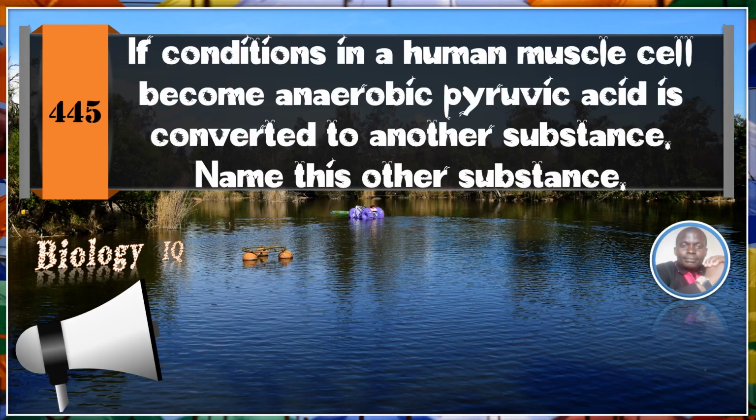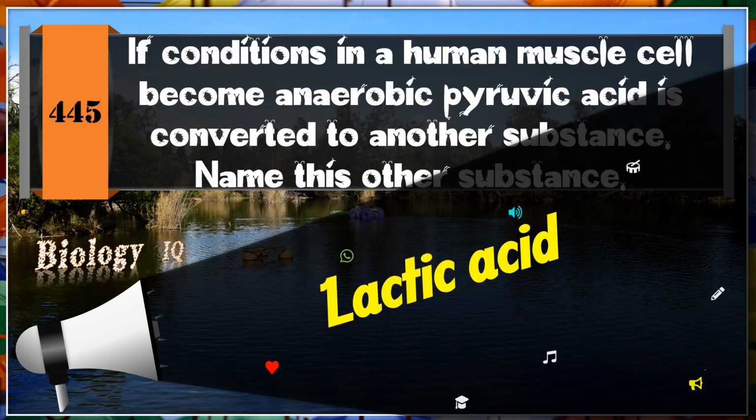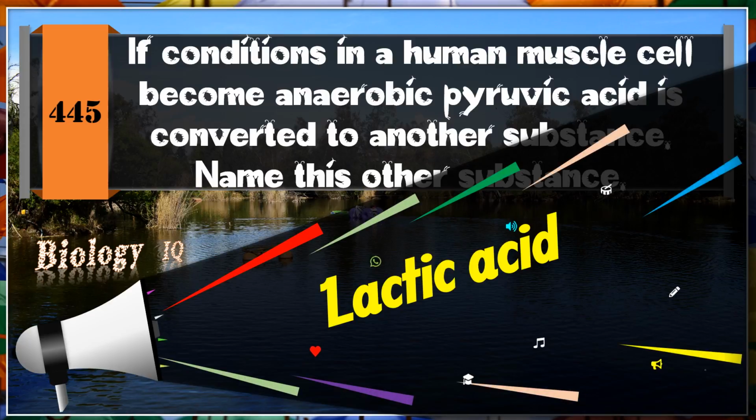If conditions in a human muscle cell become anaerobic, pyruvic acid is converted to another substance. Name this other substance. Lactic acid.